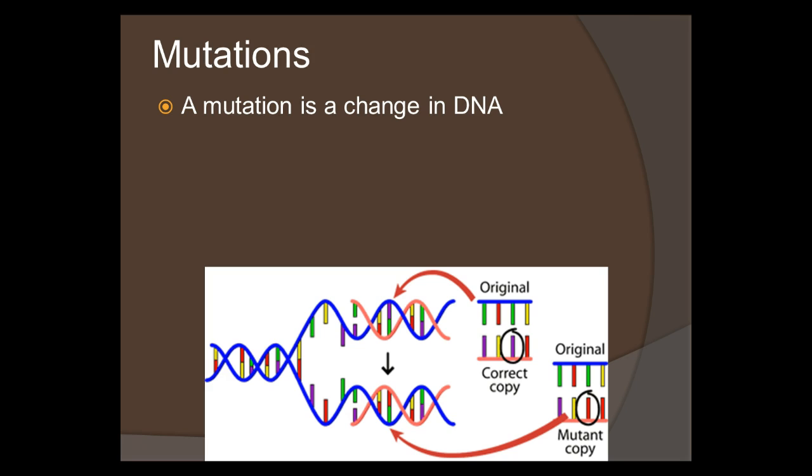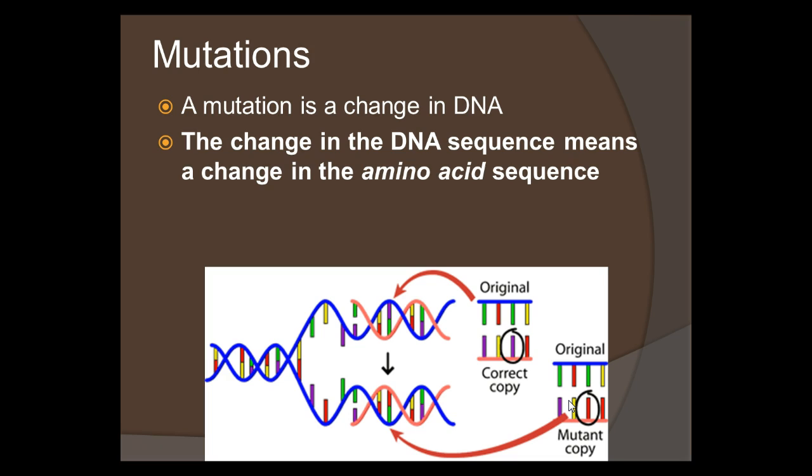Simply put, a mutation is a change in DNA. Here's my original strand, here's the new one. I've switched out a base. So in this case, I've changed the sequence of DNA. Now, if you remember, a change in DNA really essentially means a change in the amino acid sequence. Different amino acids, very different properties.